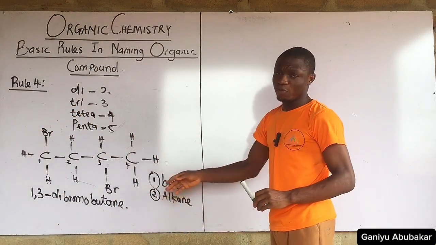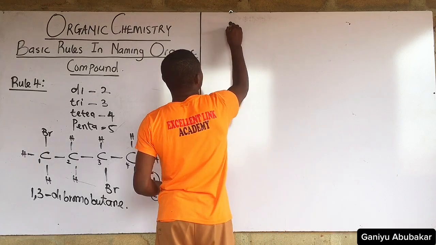Let's take another example to further explain rule 4. So let's say I have a compound such as this.